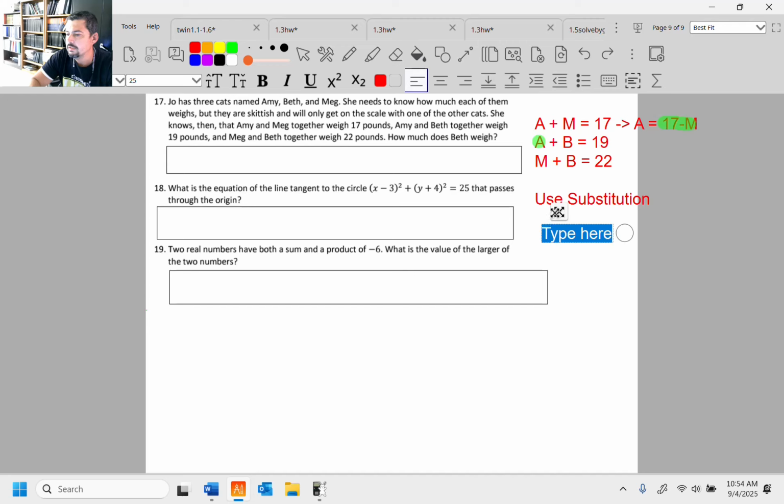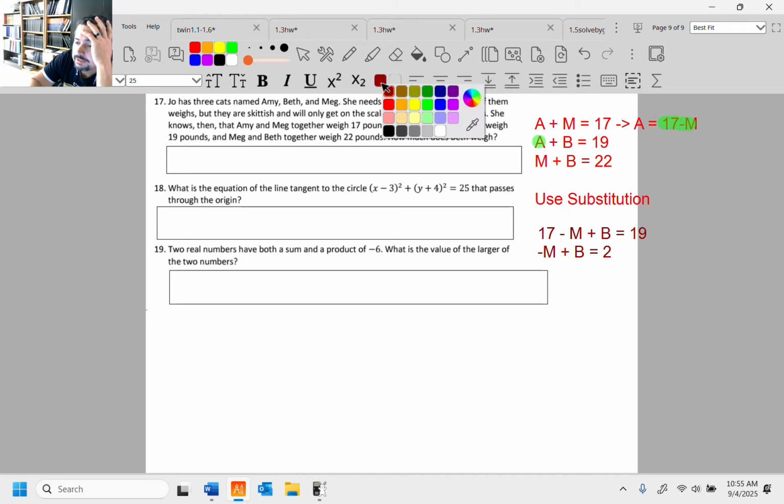Alright, so let's see here. Where was I? Oh yeah. I'm replacing that A with 17 minus M. So 17 minus M plus Beth is 19. Subtract 17 from both sides, and I get negative M plus Beth is 2. Now, I did this because I had something in mind from the get-go. Math is kind of like playing chess or checkers. You want to be a couple steps ahead of the game.